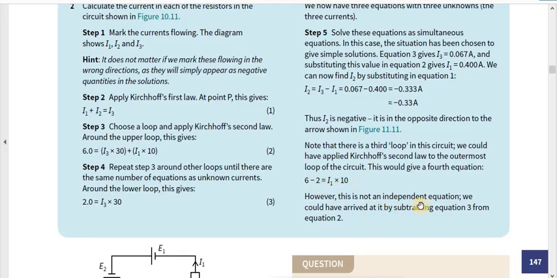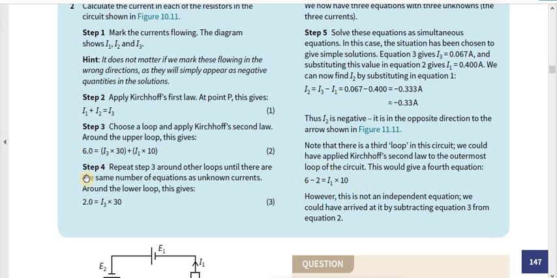However, this is not an independent equation. We could have arrived at it by subtracting equation 3 from 2. You can see here, this is equation 3, this is equation 2. So if you subtract equation 3 from 2, that is 2 minus 3, this equation minus this one, then you would get this equation.